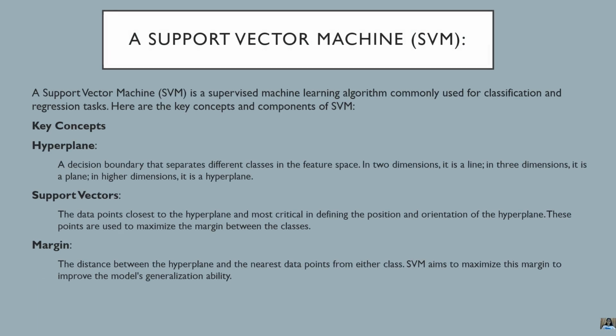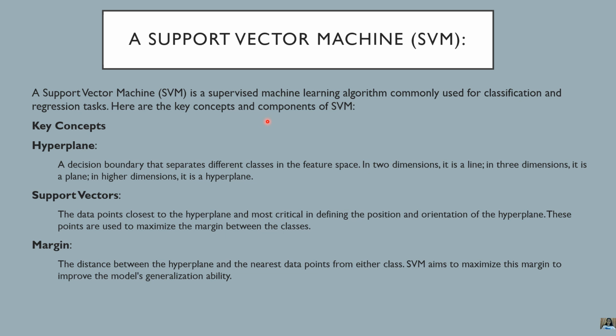So what is a support vector machine? A support vector machine is a supervised machine learning algorithm. A supervised machine learning algorithm uses a labeled data set to train an algorithm which predicts the outcomes. It is commonly used for classification and regression tasks.